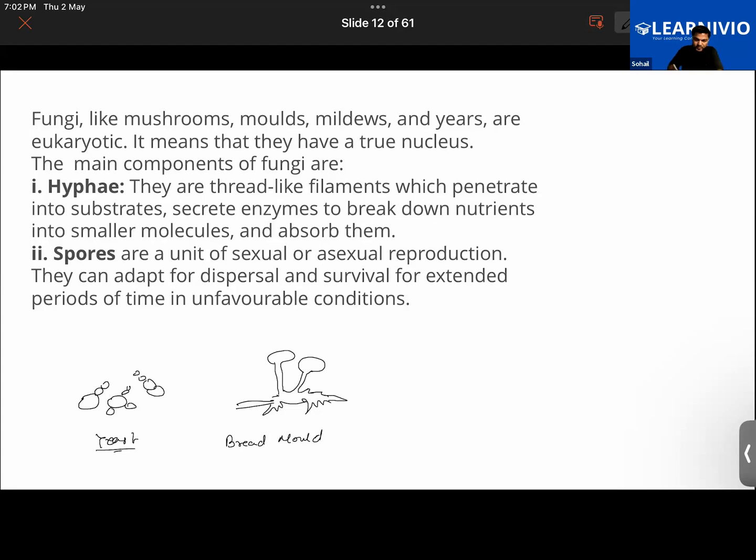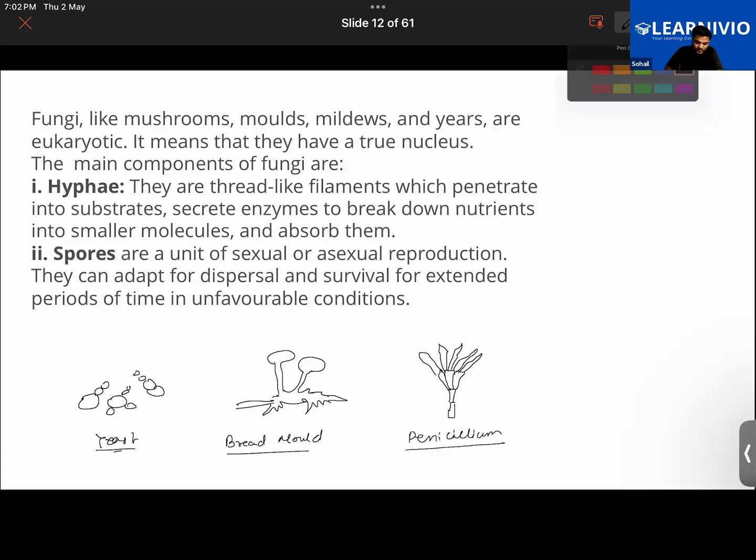See, this is bread mold. Then you have some other fungi also, like penicillium. I suppose you guys can recall something from penicillium. Is there some word that is coming into your mind? Yes, the medicine. Penicillin. Yes, sir, penicillin. That was the first medicine to have been made.